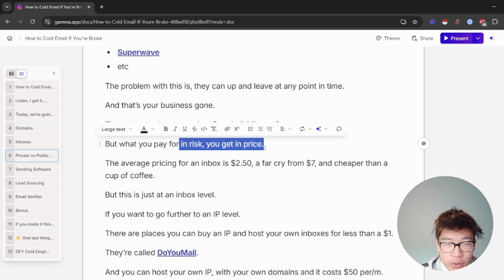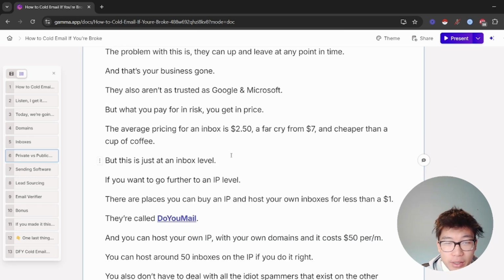But what you pay for in risk, you get in price. The average pricing for an inbox is $2.50, a far cry from seven, and basically cheaper than a cup of coffee per month.